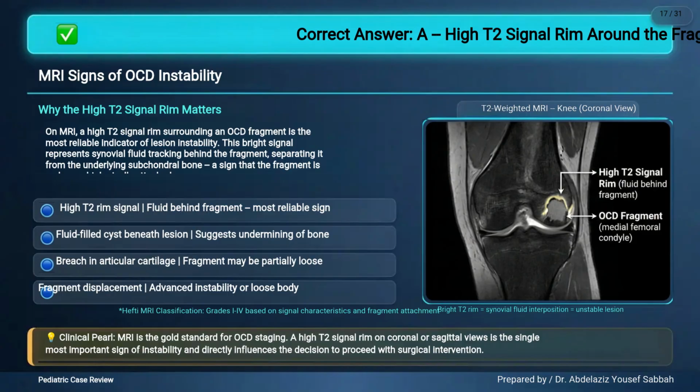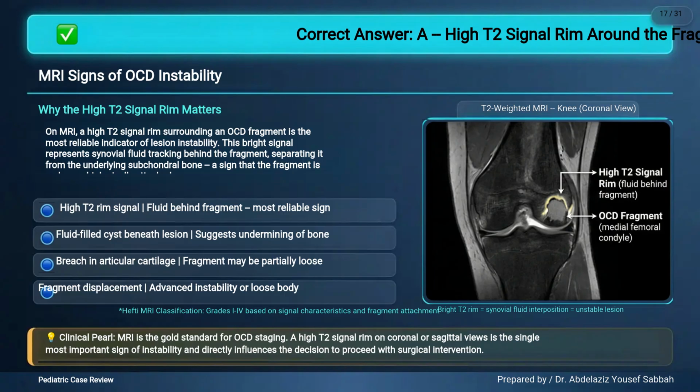On magnetic resonance imaging, a high T2 signal rim surrounding an osteochondritis dissecans fragment is the most reliable indicator of lesion instability. This bright signal represents synovial fluid tracking behind the fragment, separating it from the underlying subchondral bone, which is a sign that the fragment is no longer biologically attached.